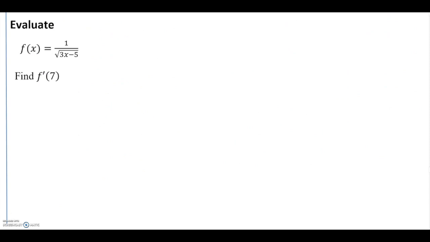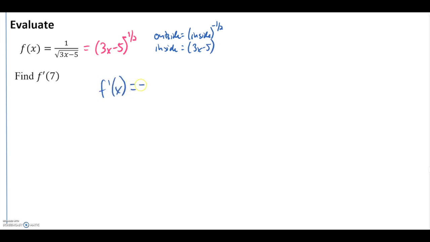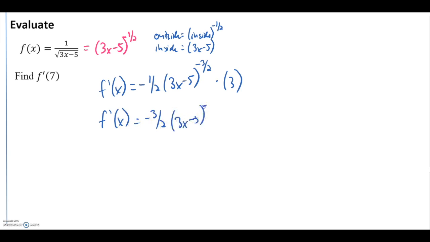An evaluation problem. F of x equals 1 over square root of 3x minus 5. We can rewrite that as 3x minus 5 to the negative 1/2. Notice we have an outside, which is that inside function to the negative 1/2 power, and we have an inside of 3x minus 5. And so to find f prime of 7, we're going to first find f prime of x. The derivative of the outside is going to be negative 1/2. The inside function, which is 3x minus 5, subtracting 1 from that will give us negative 3/2, times the derivative of the inside function, 3. Putting that together, we'll have negative 3/2, 3x minus 5 to the negative 3/2, and we want to evaluate that at 7.